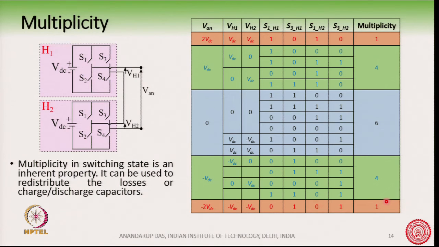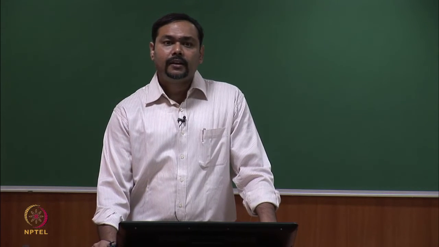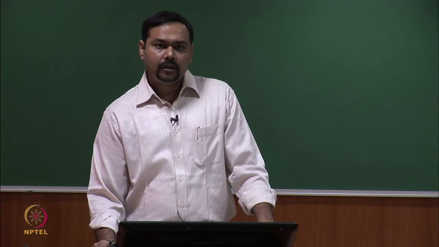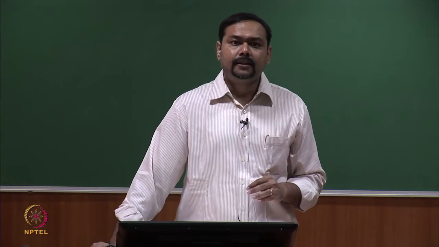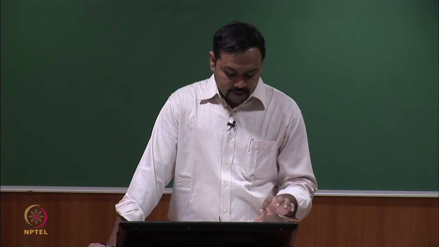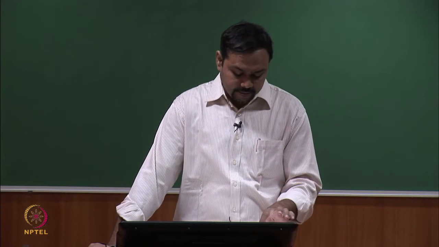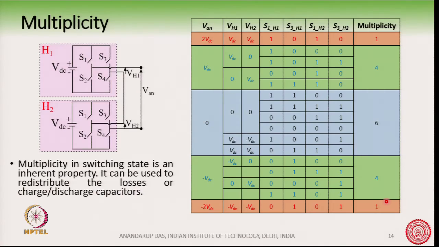Now, we see that when we are going to a higher voltage, we have less multiplicity. When we are going towards 0 voltage, then we have more multiplicities. Why are these multiplicities useful? These multiplicities are useful in a variety of situations. For example, suppose here we have shown these DC buses as stiff DC sources. Suppose they are made up of capacitors.